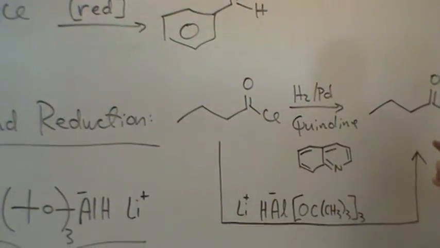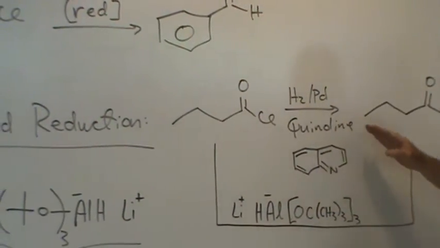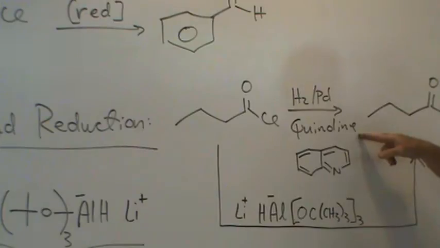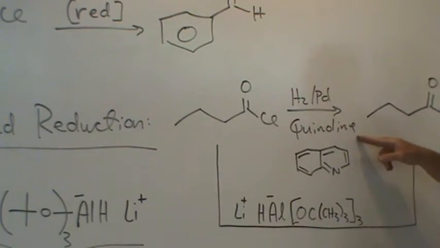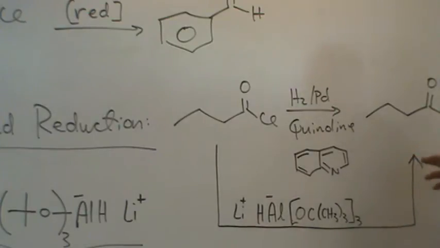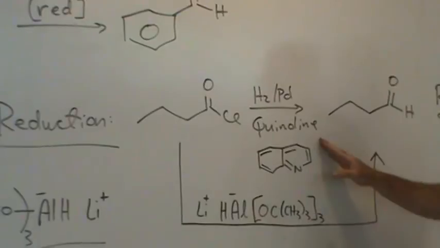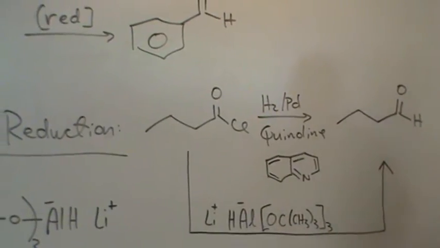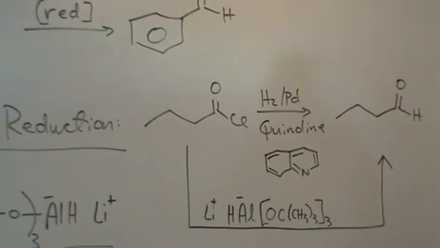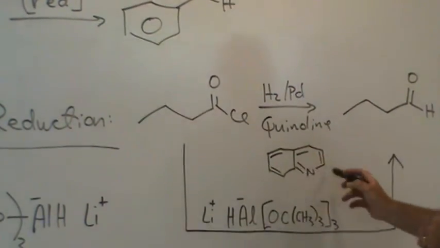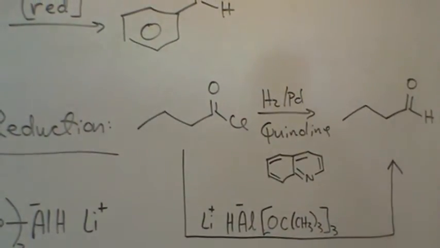But it's so reactive that that alone won't work. It would probably over-reduce all the way to the alcohol. What you need to do is to add a poison. And the poison that we add in this particular Rosenmund reduction is really a witch's brew, which contains something like barium sulfate and, more importantly, quinoline. And that's what quinoline looks like. So what you can do on paper is simply write H2 palladium quinoline, or you can draw out the structure for quinoline, whatever you like.